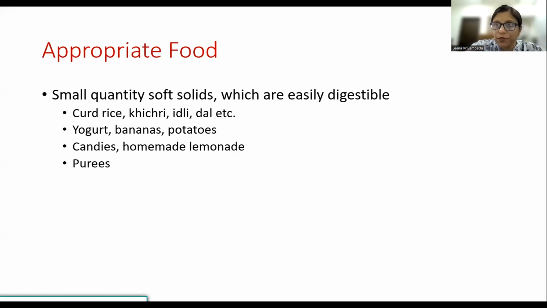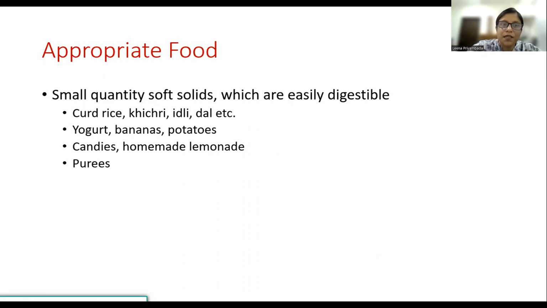So for appropriate food, it is important that we give a small quantity of easily digestible soft solids. It can be curd rice, khichdi, idli, dal, or some porridge, whatever the person likes to eat, a little bit of easily digested soft food.